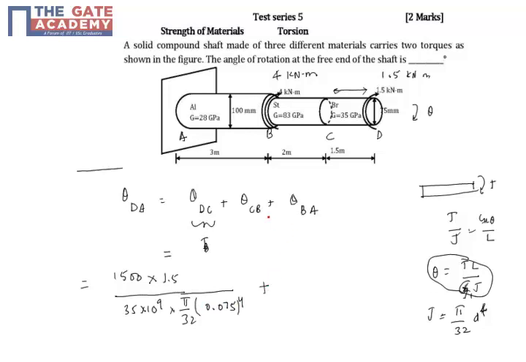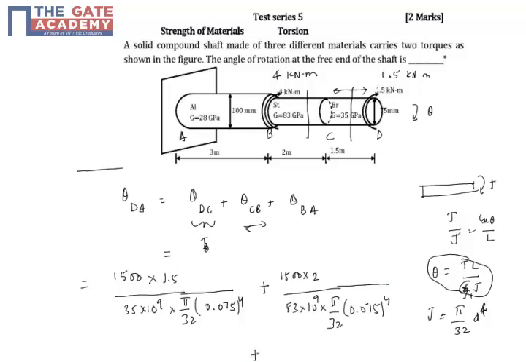Now the same thing we apply for CB. CB is nothing but steel, so G is 83. Now the torque: when you come from the right and take a section anywhere in the bronze, the resistive torque is 1.5. When you come here, the resistive torque is again 1.5. So steel is also 1.5, that is 1500. Length is 2 meters, divided by G which is 83 GPa, so 83 into 10 power 9, into pi by 32 d power 4, which is again 75 mm, so 0.075 whole power 4. This is for the steel.